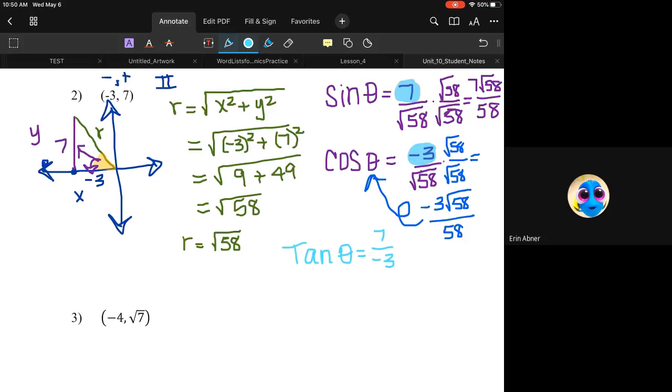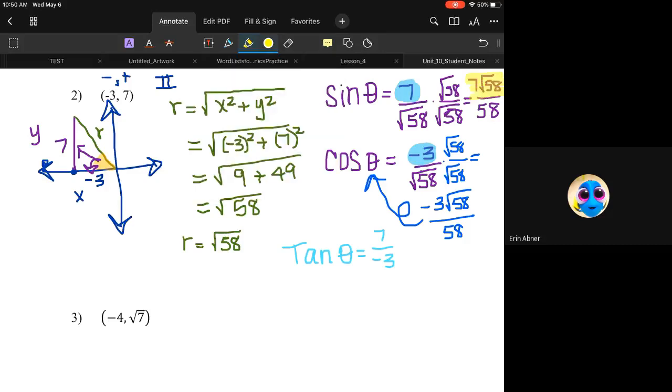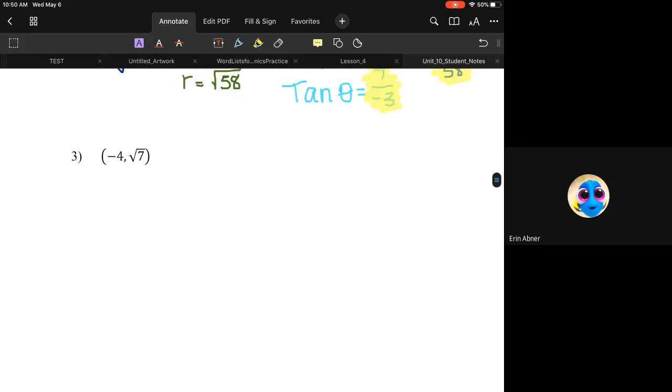Now I have my sine of theta, my cosine of theta, and my tangent of theta. Okay, now we're on the last one. So we're going to do this one.